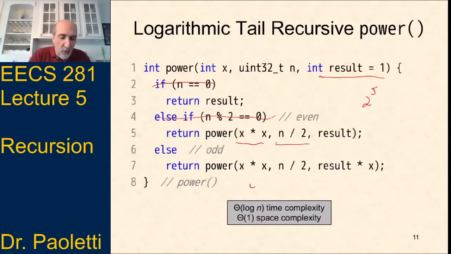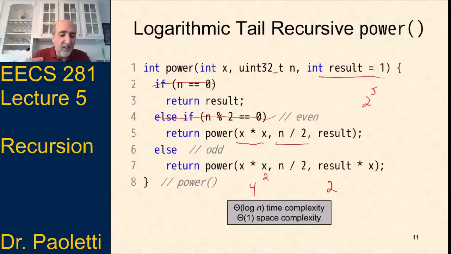So I'm going to do 4 to the n over 2. 5 over 2 is 2, so I need 4 to the 2nd power. And my intermediate result is my existing result, which is 1, times x, which is 2. So that's what it says.